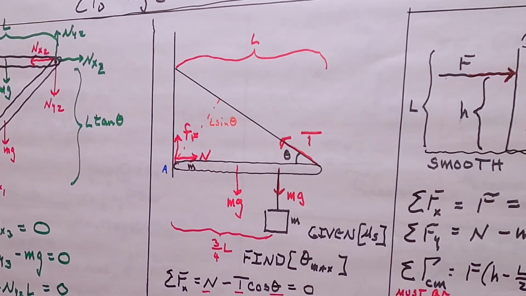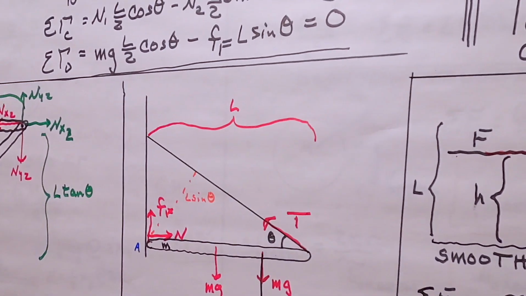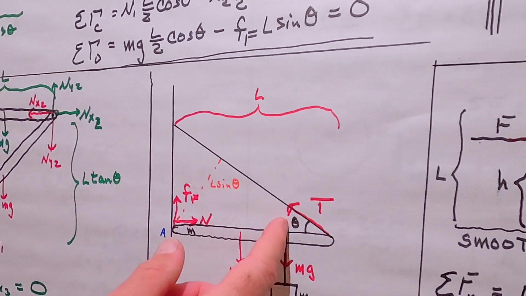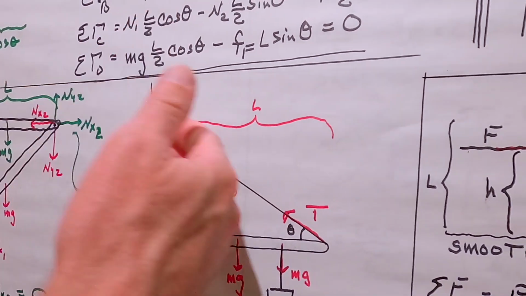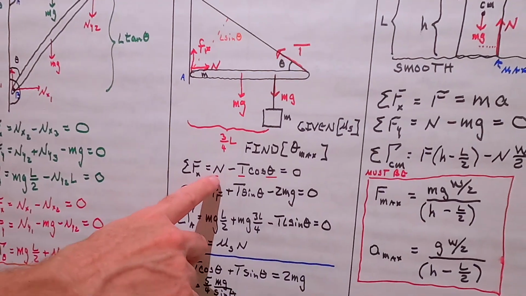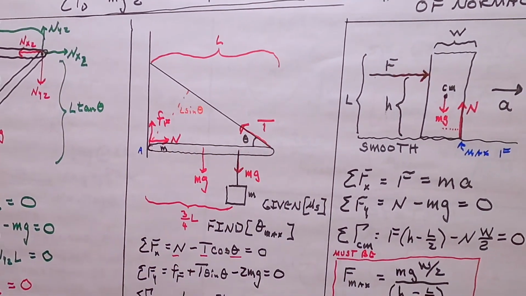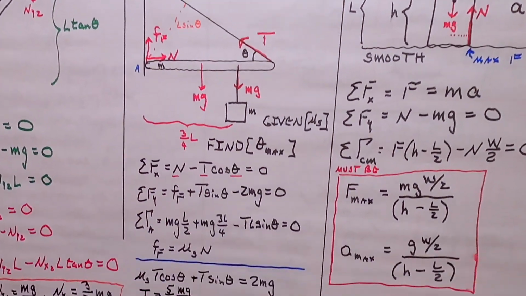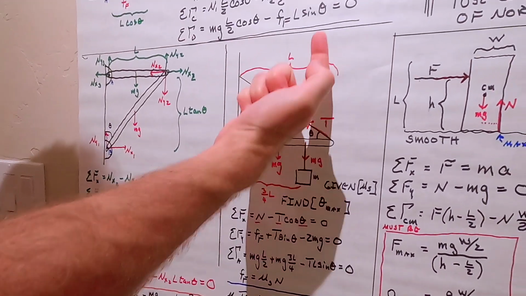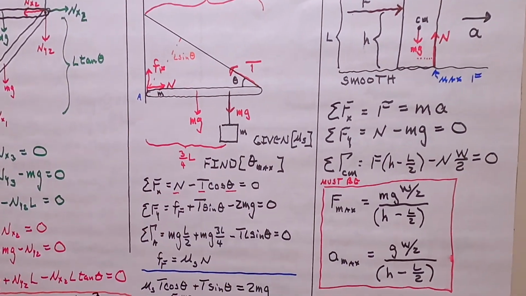And what I want to do is say what's the maximum theta can be right here, because if this angle is too big, if you tied it way up here, this thing would just slip down. So let's look at the forces. What do we got? We got N minus T cos theta equals 0. This is an equilibrium. The Y forces, you got friction plus the T sine theta minus 2 mg equals 0.